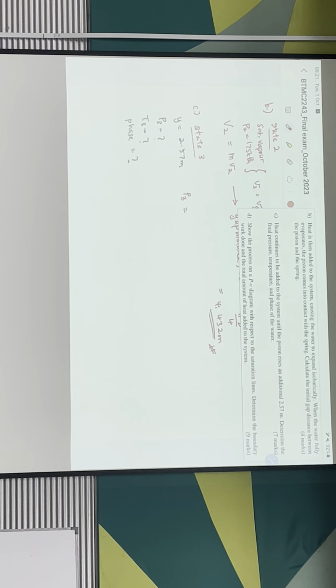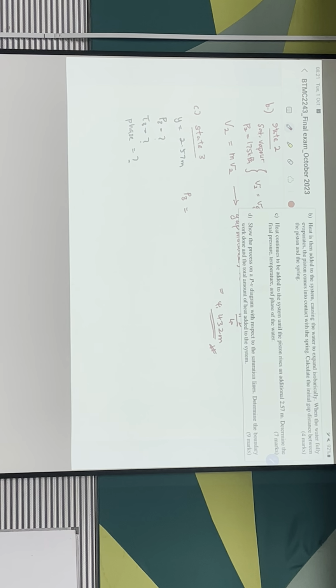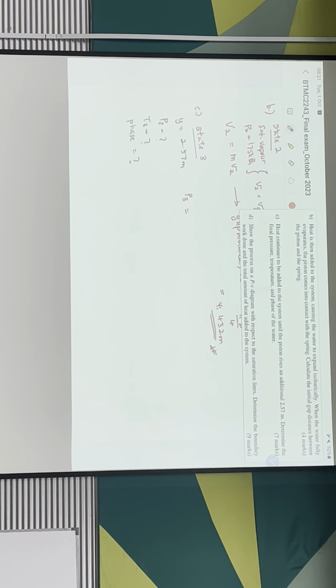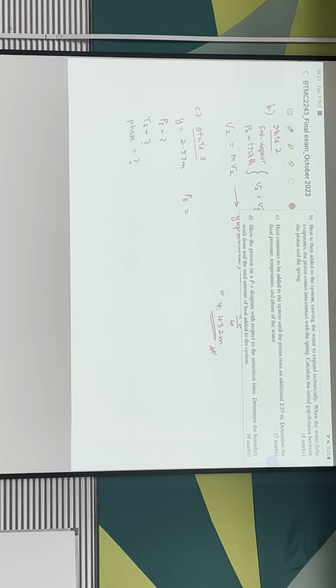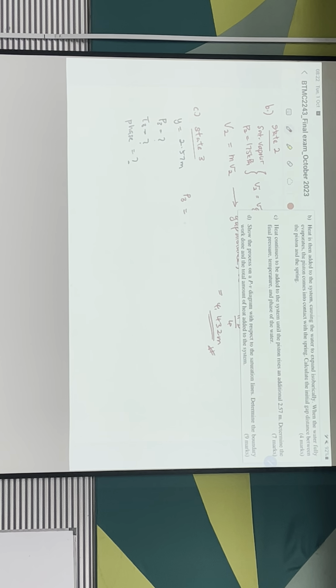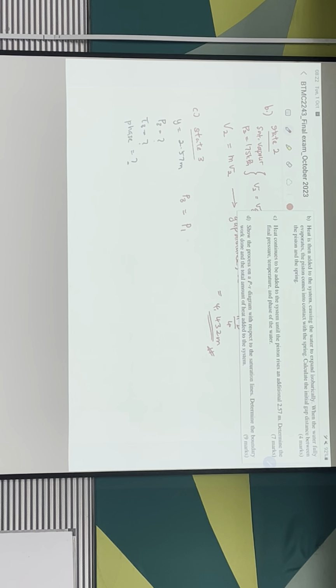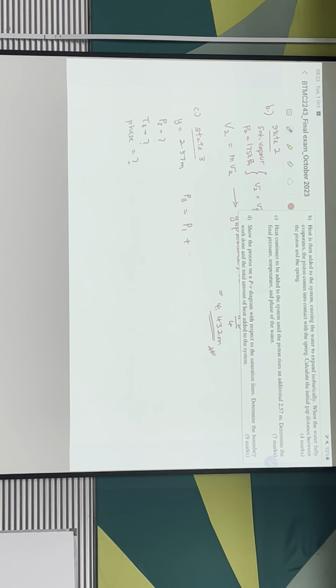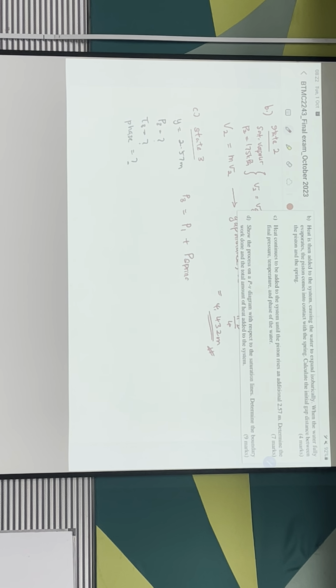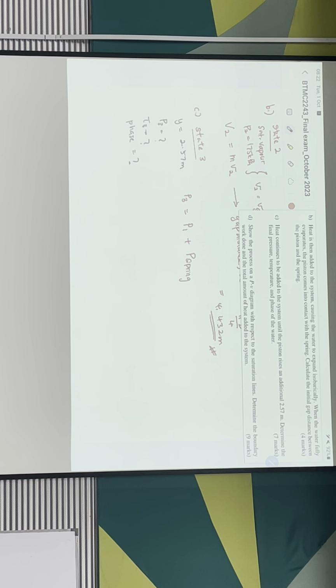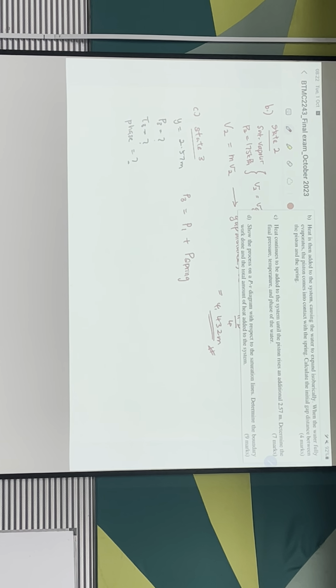P3 will be based on the compression of the spring, because in state 2 the piston comes into contact with the spring. So then in state 3, if you continue to add heat for it to expand, it will compress the spring. So that additional pressure will be from the spring. So P3 will be equal to P1 or P2, doesn't matter, because these two are the same pressure, plus the pressure from the spring, or the force from the spring. Again, it's technically force, but since the areas are the same, we just say pressure.